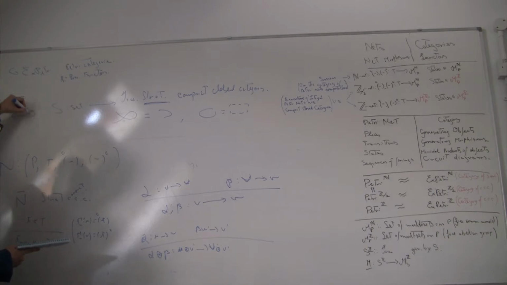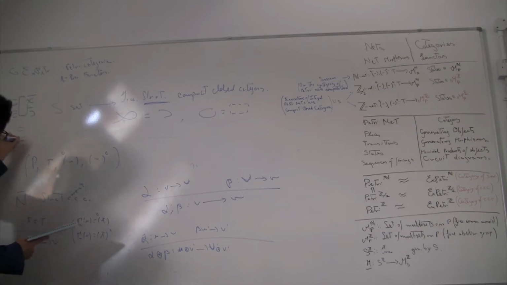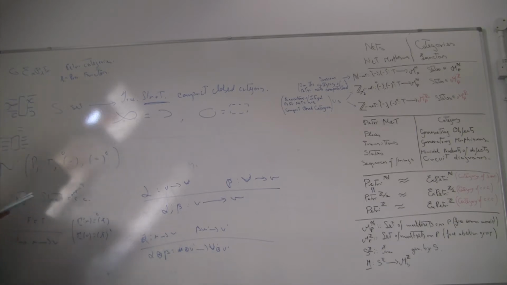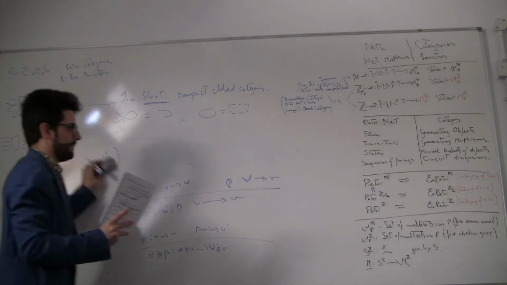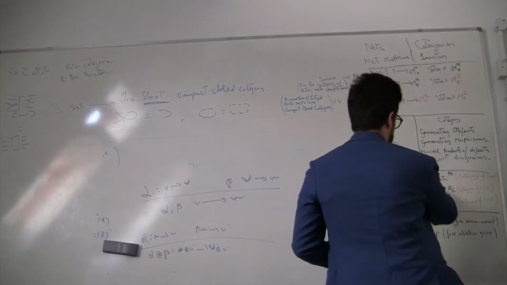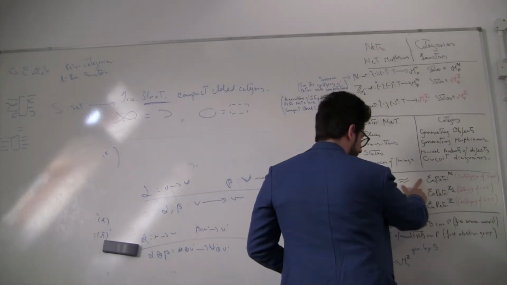The one that tells you that wires can get it. And then what you get is that from this thing you can define these categories, X Petri N.